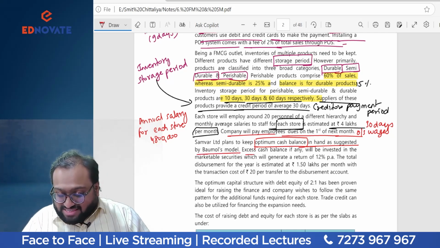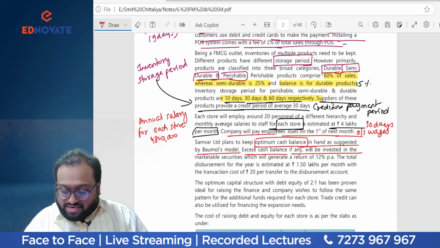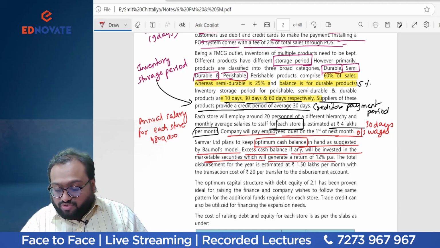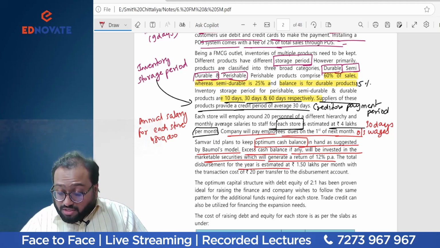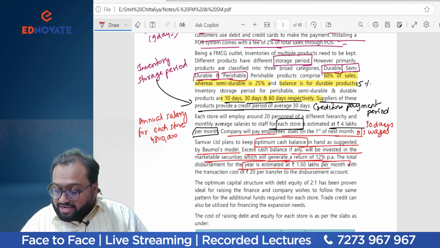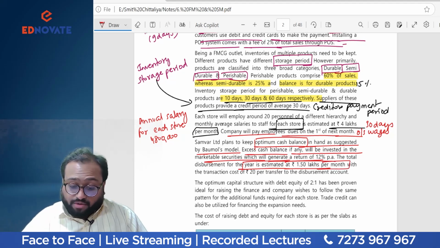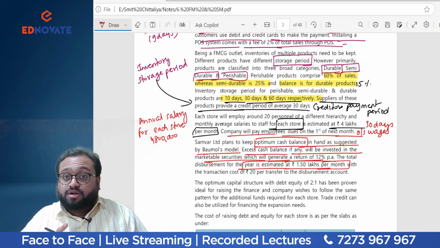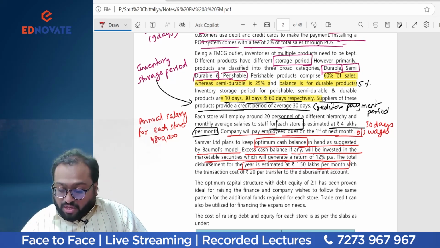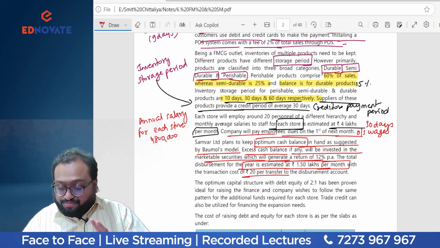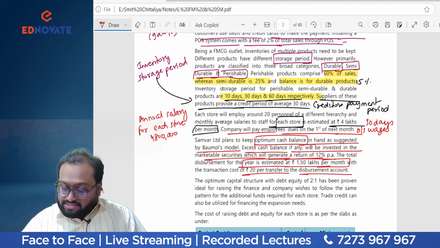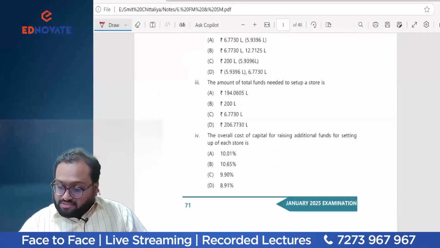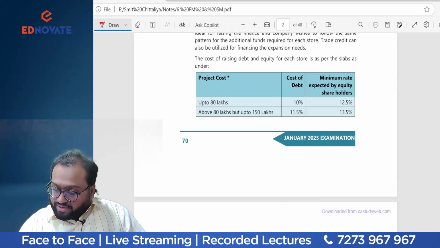Definitely. Excess cash balance, if any, will be invested in marketable securities, which will generate a return of 12% per annum. The total disbursement for the year is estimated at 1.5 lakhs per month. Okay, per month. And in Baumol's model, we require annual cash disbursement with a transaction cost of 20 rupees per transfer to the disbursement account. Perfectly nice. Now, what is next? We went a little down. Wait a moment.